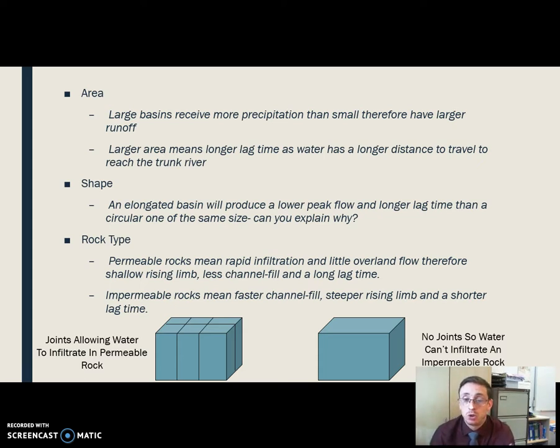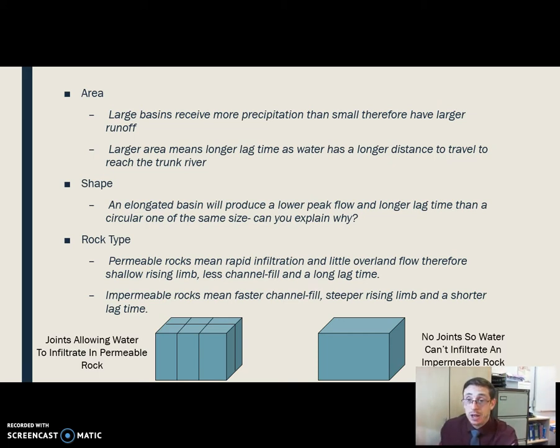Now that also gives us a shallower rising limb. And it also means that our peak flow will be smaller because this water is going to take longer to get into it, so it's going to enter the river system over a longer period of time.